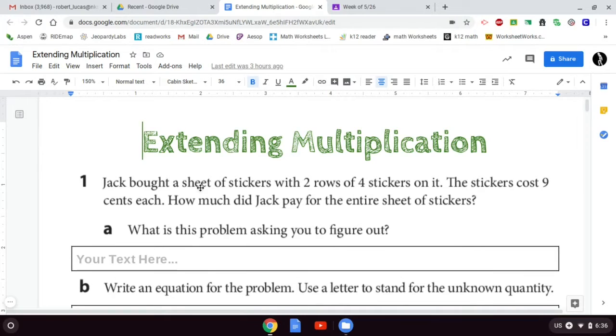Now, as you work through this assignment, you've got the word problems. Jack bought a sheet of stickers with 2 rows of 4 stickers on it. The stickers cost 9 cents each. How much did Jack pay for the entire sheet of stickers? And you're going to decompose these problems.